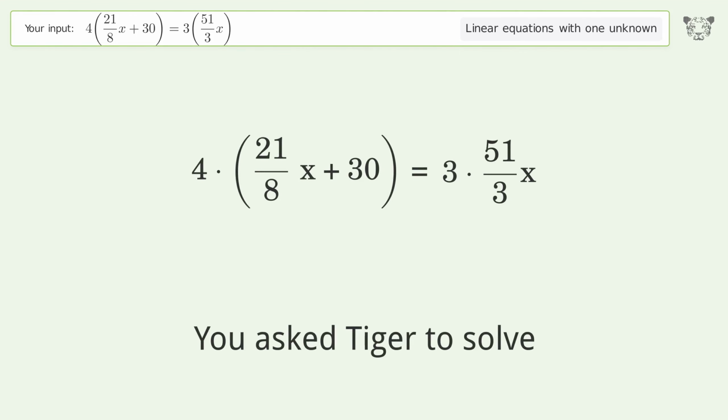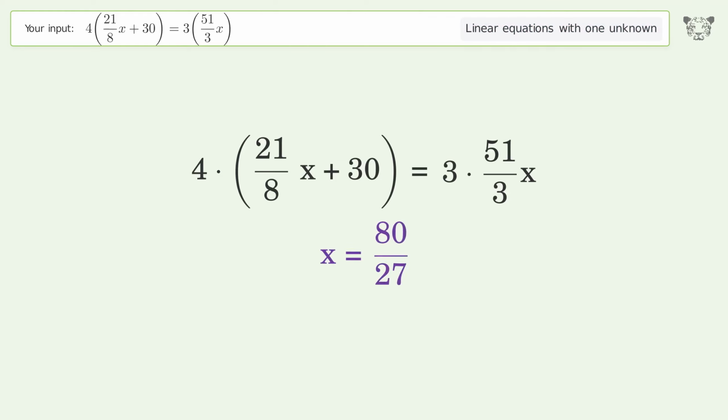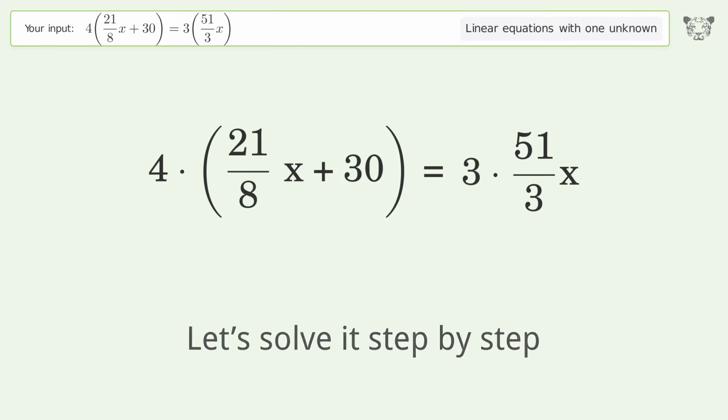You ask Tiger to solve. This deals with linear equations with one unknown. The final result is x equals 80/27. Let's solve it step by step.